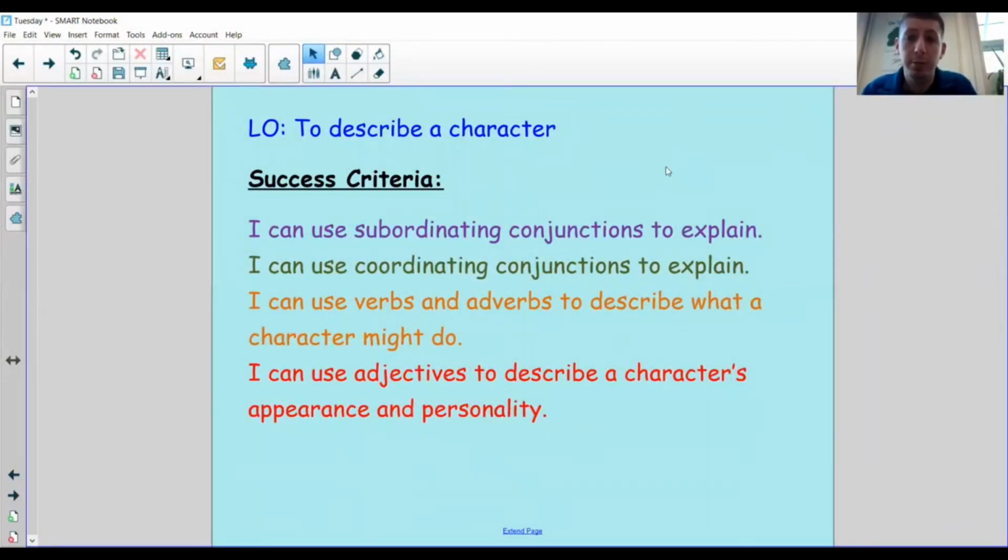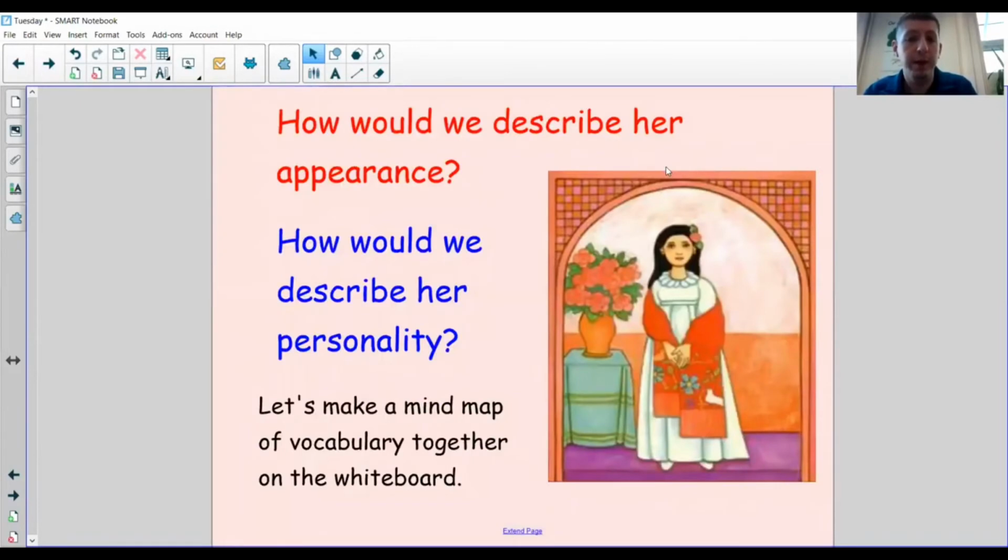So I don't know about you, but I'm starting to feel a little bit sorry for Adelita. She seems to be in a really awful situation, doesn't she? Now that we know a little bit more about her, we might be able to do a bit of description about what she is like. So we can describe two things. We can describe her appearance, which means the way that she looks, and we can describe her personality. That could be the way that she behaves.